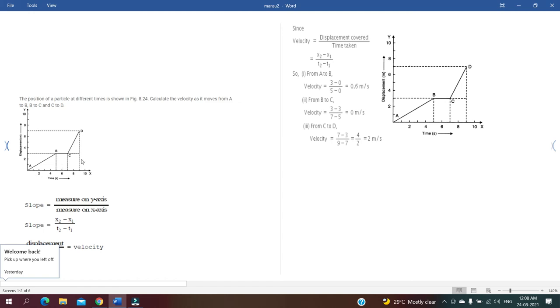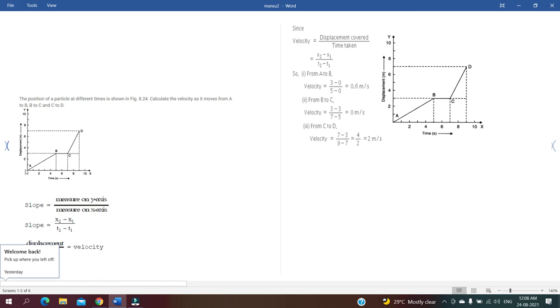These points a, b, c, d are given to us. As it moves from a to b, we can see its displacement-time graph is a straight line. When it is from b to c, it is a horizontal line parallel to the time axis. Then again it's a straight line.